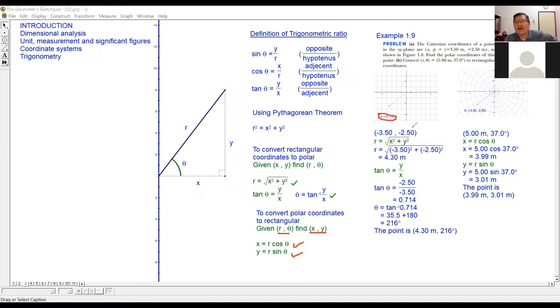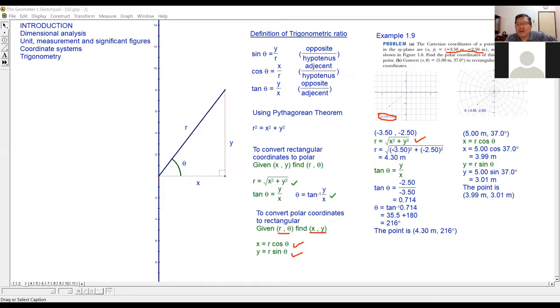This is the point, and we know that the coordinates are negative 3.5 and negative 2.5, right? So how do we change this pair of coordinates into polar coordinates? First we use this formula: r equals the square root of x squared plus y squared.